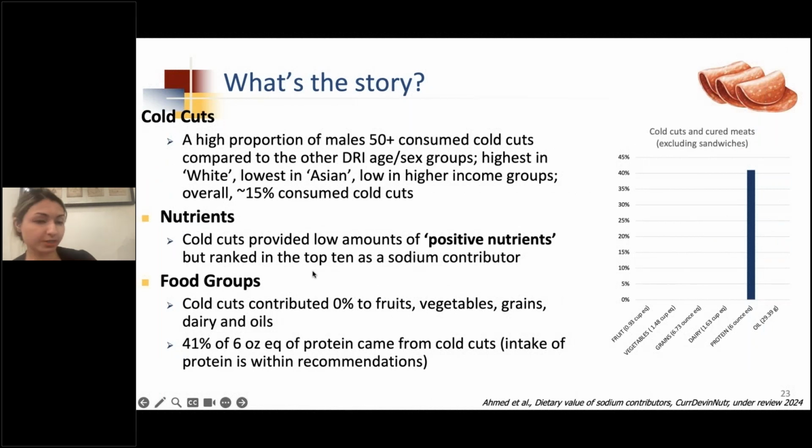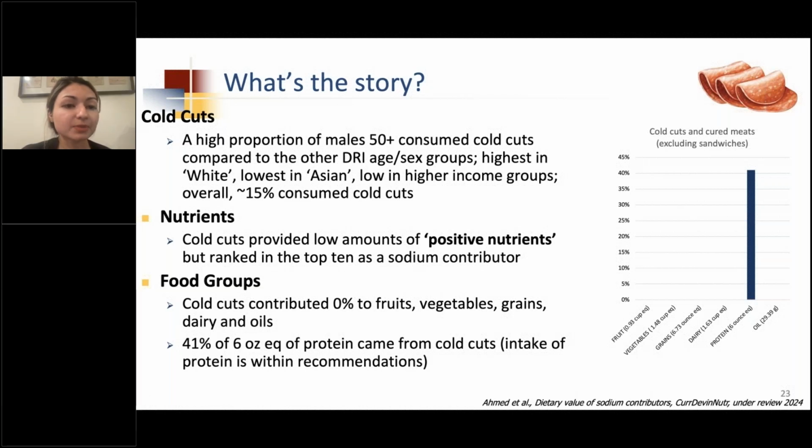Continuing with a few more examples to really understand this data a bit better, cold cuts: a high proportion of males 50 plus consume cold cuts compared to the other age and sex groups. Consumption was highest in White and lowest in Asian populations, and also low in higher income groups. Cold cuts provided low amounts of positive nutrients, but ranked in the top 10 as a sodium contributor. And again, with food groups, 41% of protein was coming from cold cuts.